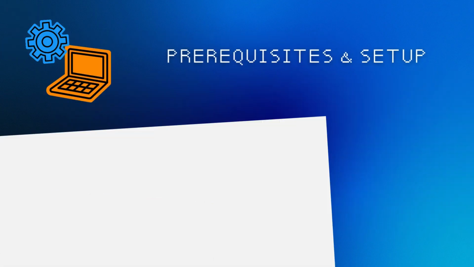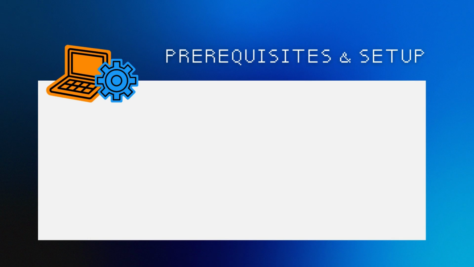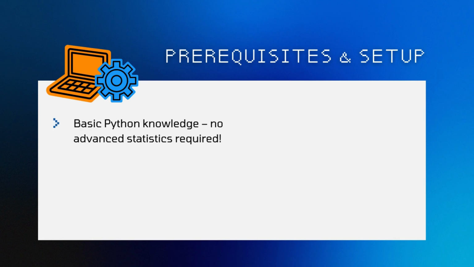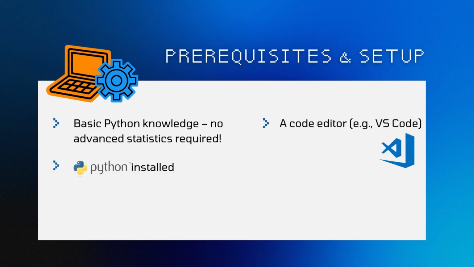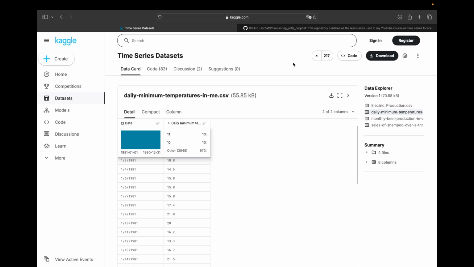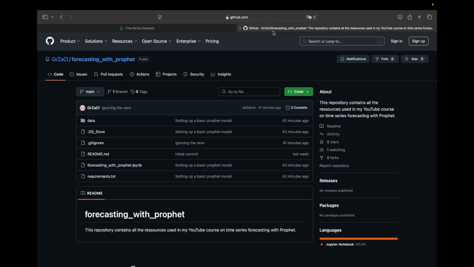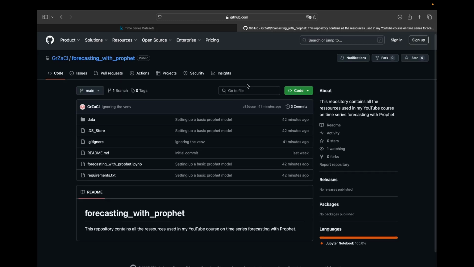Before we start, let's make sure you have everything set up correctly. To follow along, you'll need basic Python knowledge, no advanced statistics required, a code editor, and Python installed on your computer. Before we dive into the coding section, let me quickly introduce the dataset we'll be working with and a GitHub repo I've prepared. First, the dataset we'll be using is a dataset from Kaggle that contains historical data of daily minimum temperatures. Next, the GitHub repo contains all the code from this tutorial along with any additional resources you might need, including the Kaggle dataset. Alright, now that you have everything you need, let's get started with the coding.